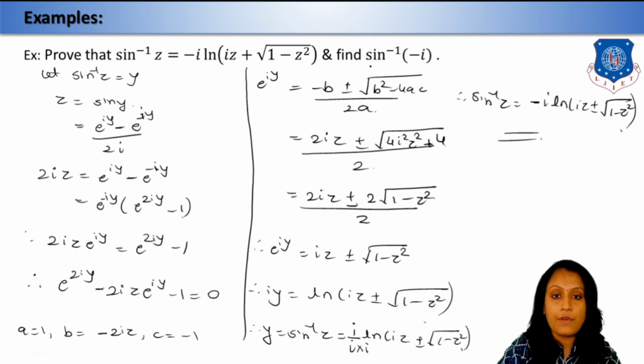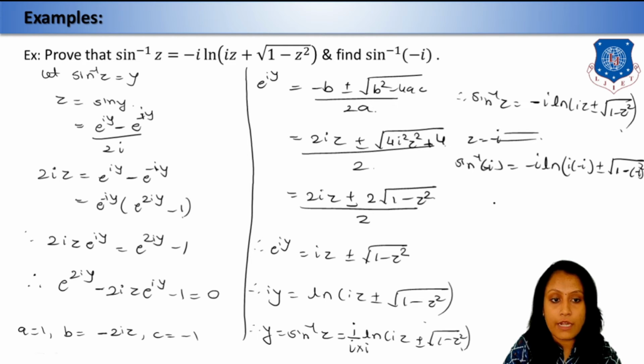Now we have to find sine inverse of minus i. Therefore in place of z we will substitute minus i. So this is minus i ln, now here i into minus i, plus or minus under root 1 minus minus i whole square.